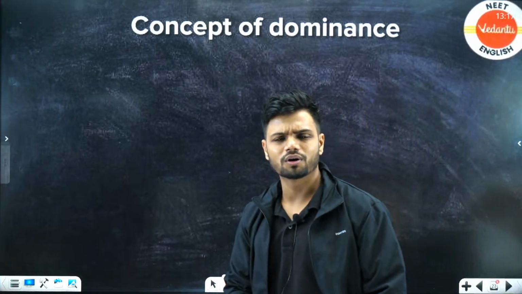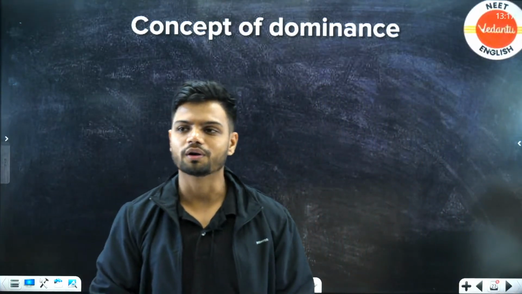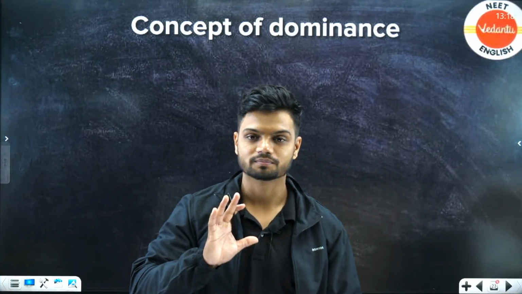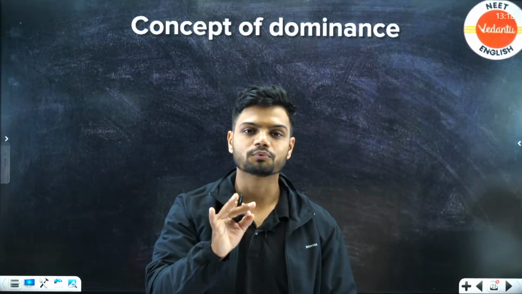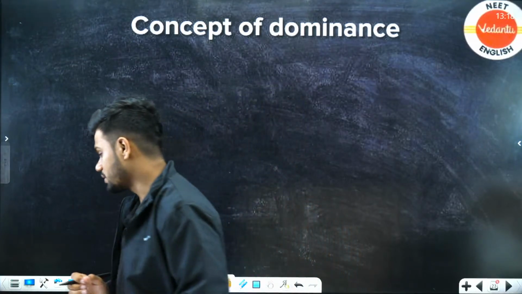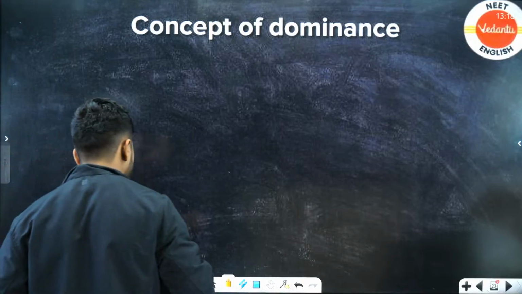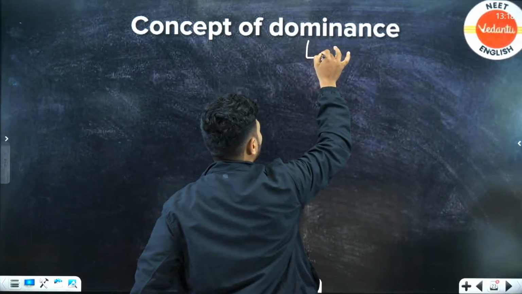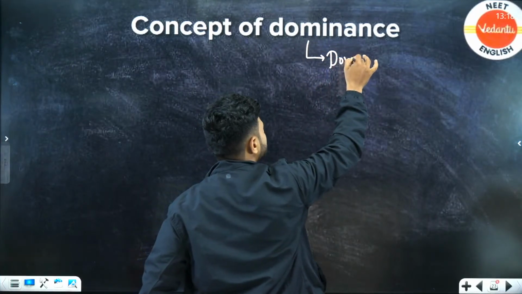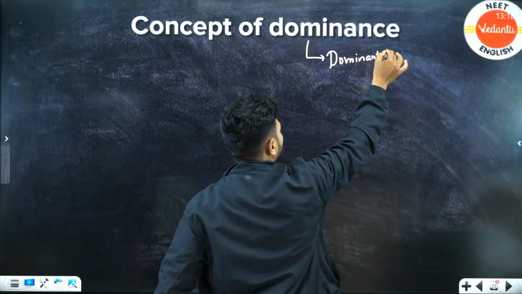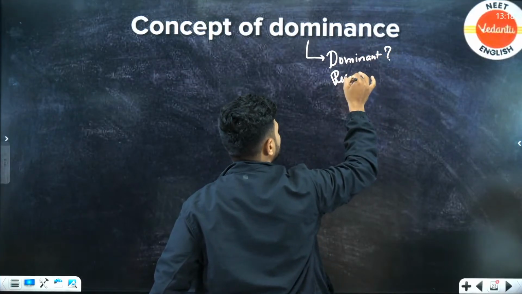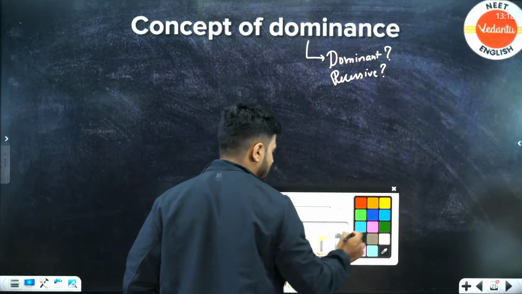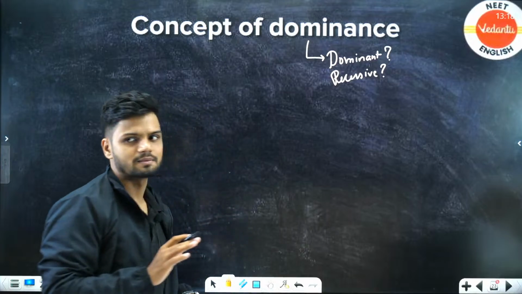Now there is something called the concept of dominance. Tell me honestly, how many of you have read this part and understood this part very well? What is the meaning of concept of dominance? Just be honest with me. Concept of dominance basically tells you what the meaning of dominant is, and what the meaning of recessive is. That is what it tells you. It's very, very simple.